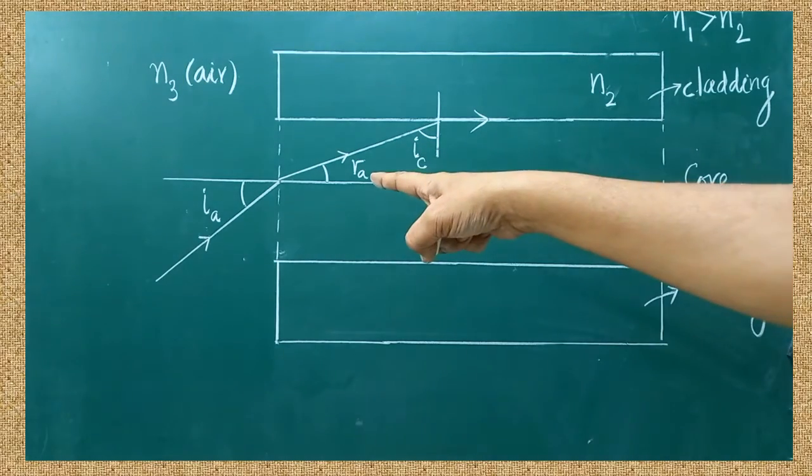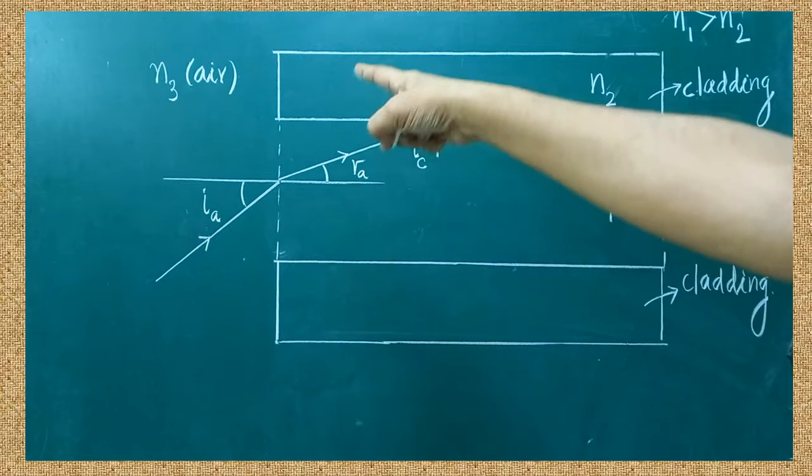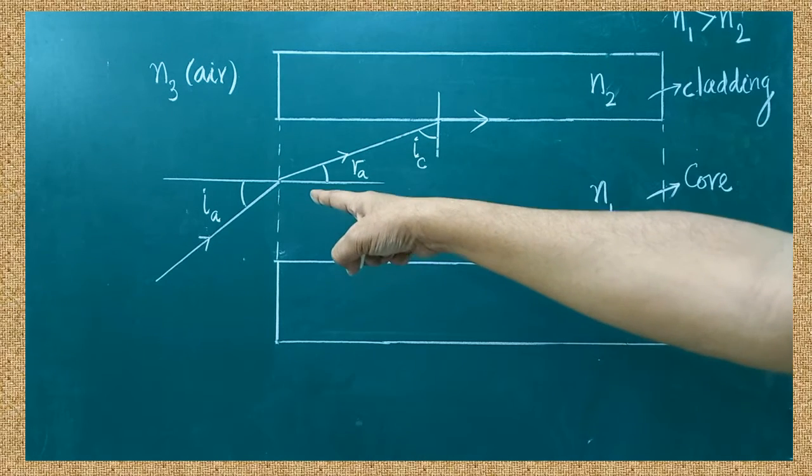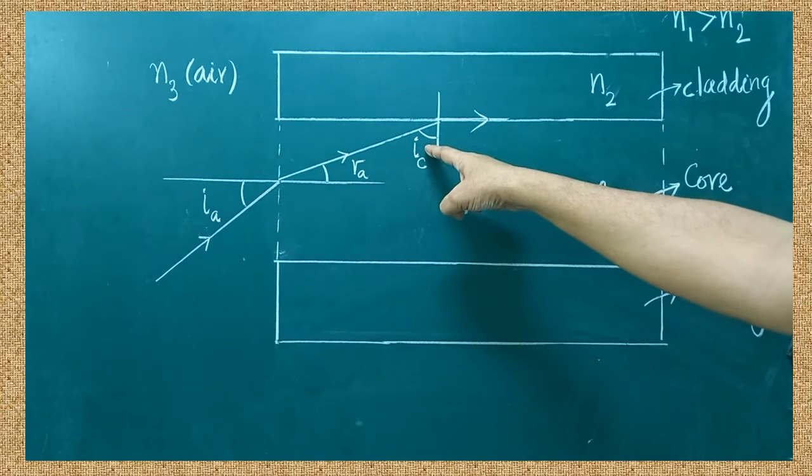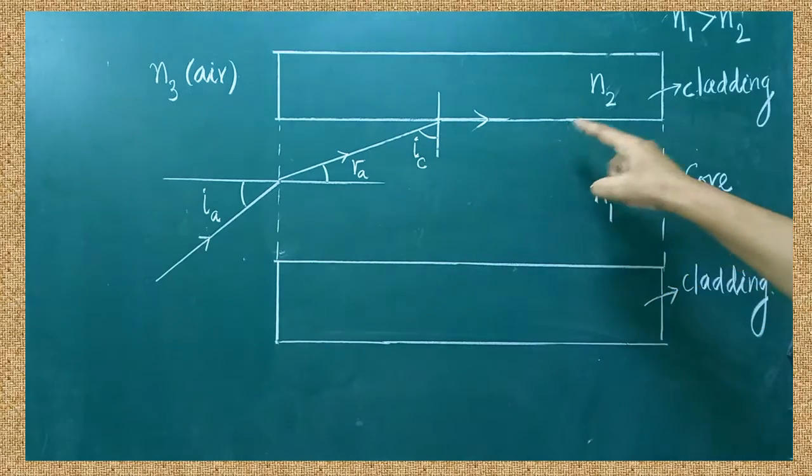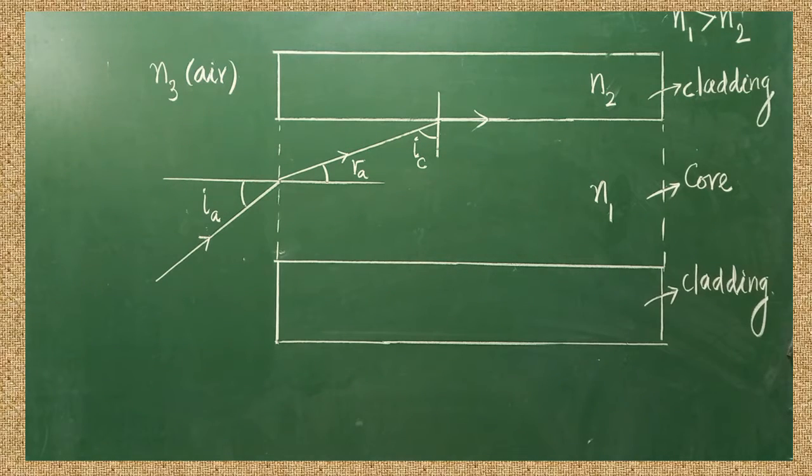At the end of the optical fiber. At the end of the optical fiber means there. At the end of the optical fiber, the acceptance angle is created. Because of the acceptance angle, this angle becomes the critical angle. Later the ray travels along the boundary.